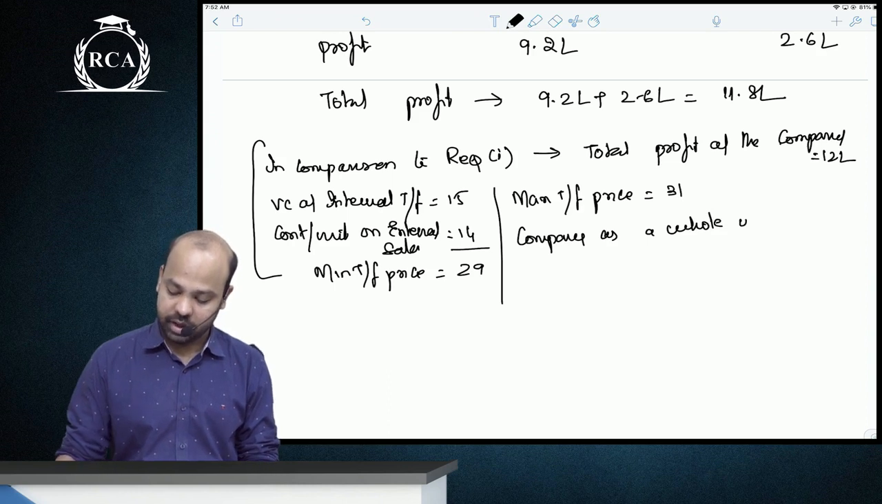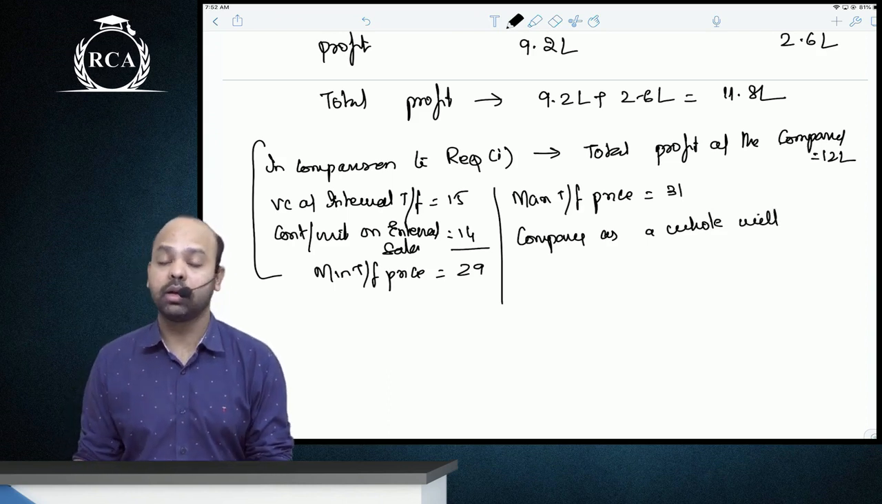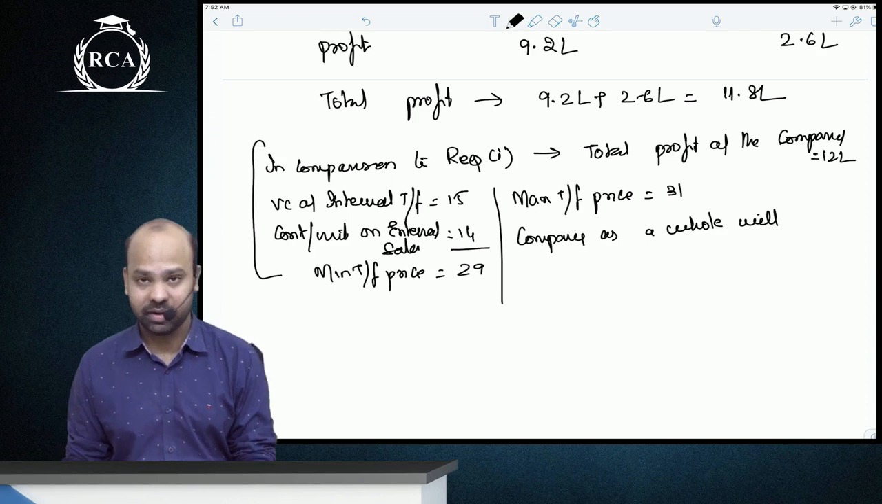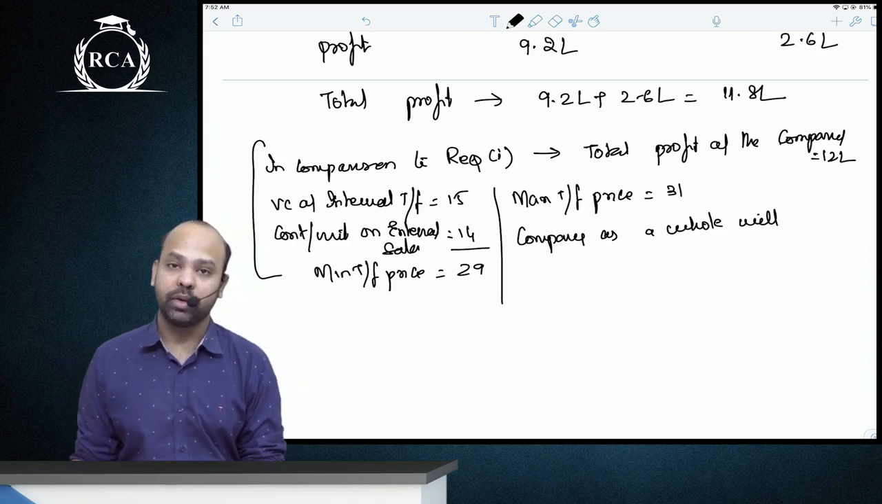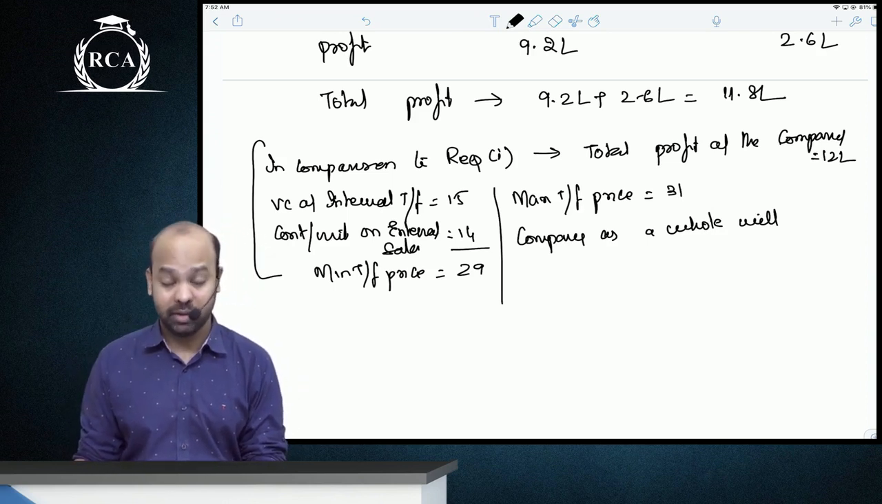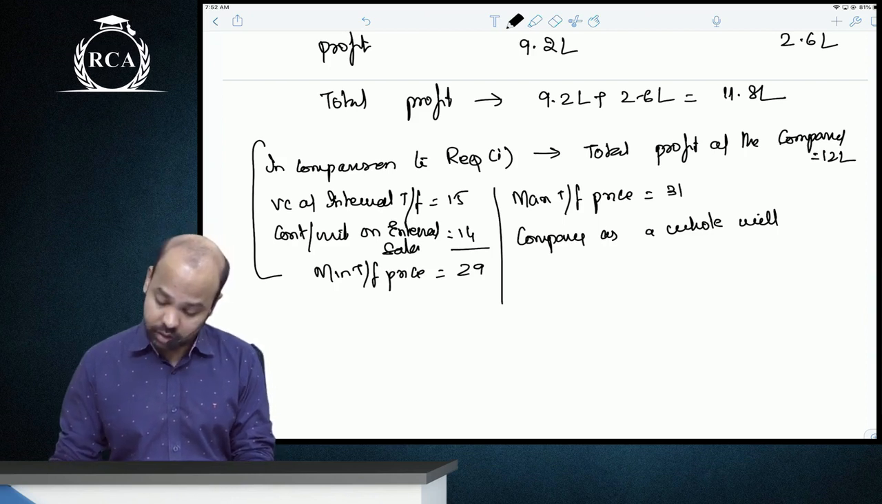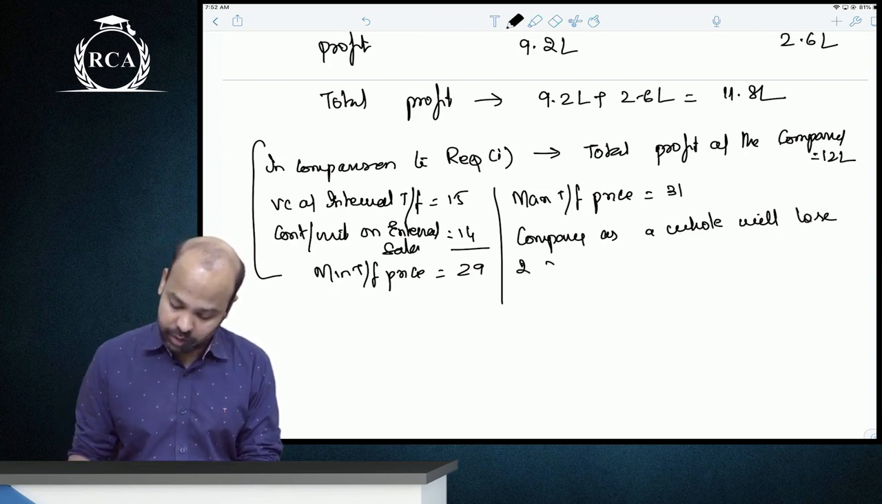Matlab, our effective realization, though we are able to sell in the market at 32, beta, do not forget we are also incurring variable S&D. That means we are losing out that 3 rupees, guys. So the minimum transfer price is only 29 while the other division is procuring at 31. Company as a whole, beta, will lose 2 rupees per unit.